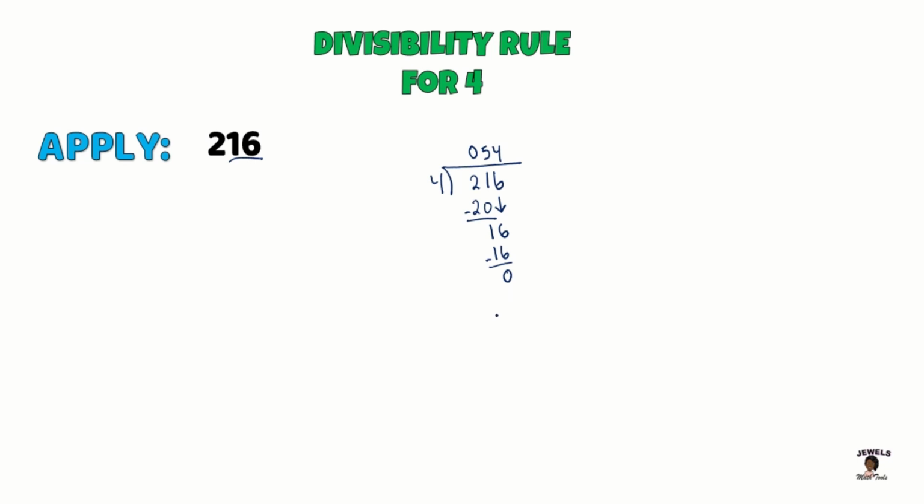So we can see that 216 is divisible by 4 because its quotient is 54 and we have no remainder. So that means the divisibility rule when it comes to this number is indeed correct.